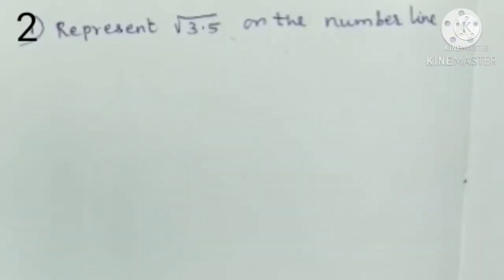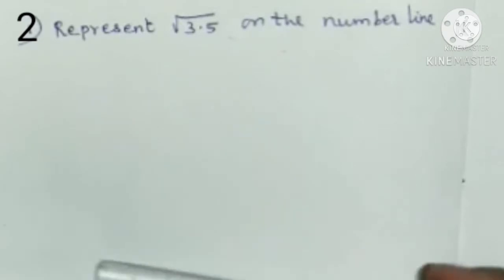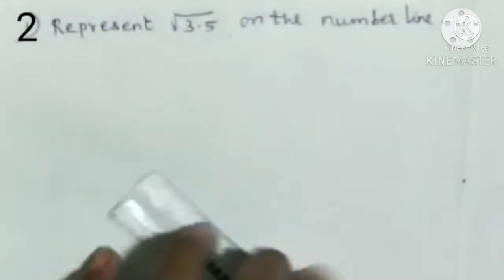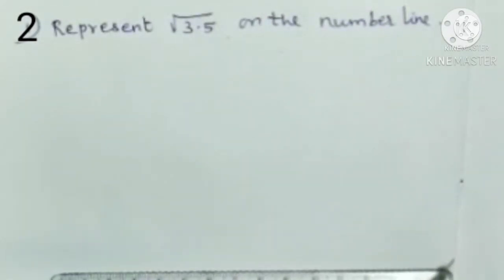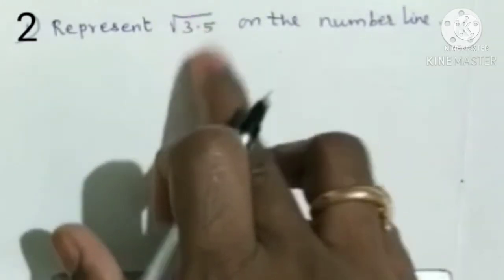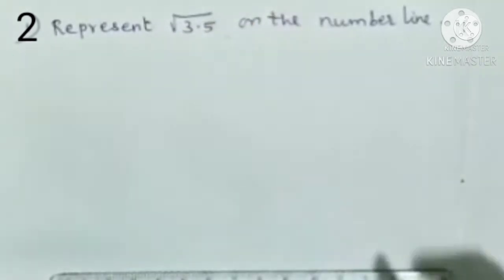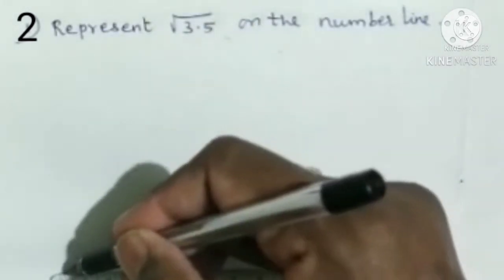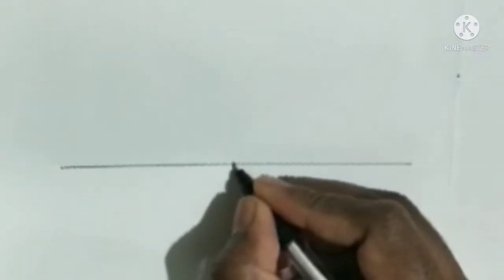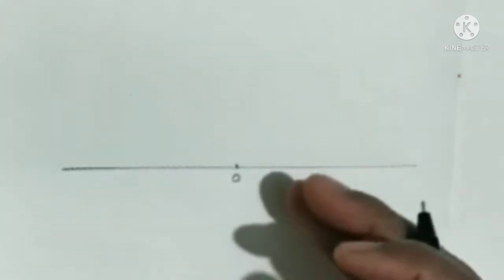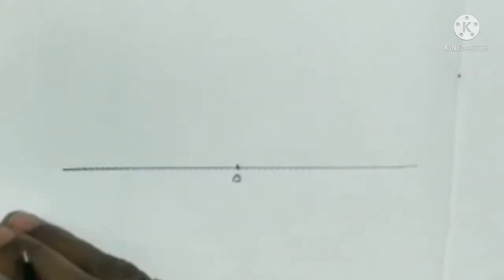Represent root 3.5 on the number line. So we want to represent root 3.5 on the number line. You can draw the number line first. Already we know how to represent root 3 on the number line. Now we want to represent root 3.5. So you can draw the line. The center is 0. And then we can mark this side positive numbers, this side negative numbers.